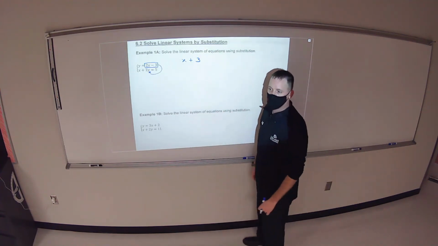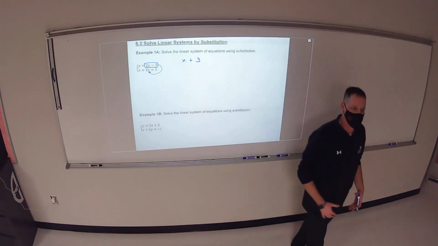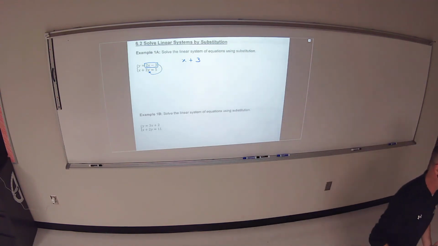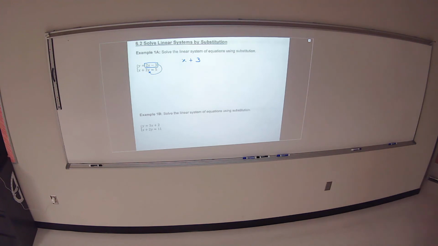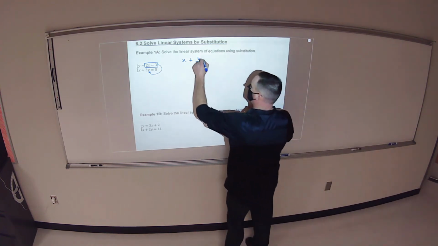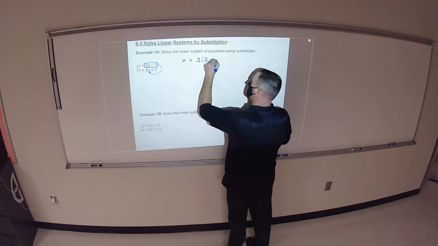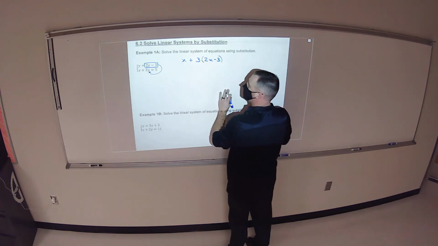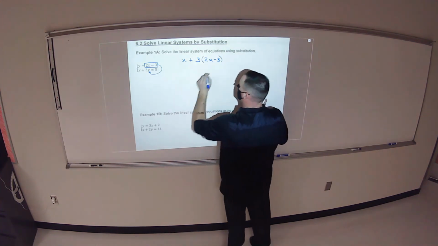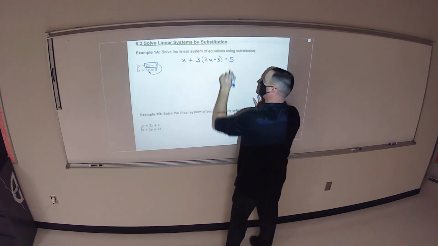And if you recall, when we started doing substitution problems way back over 18 months ago in pre-algebra, when we substituted a number in, what did I always tell you to get in the habit of doing? Use parentheses. You're going to need to use parentheses here when you substitute your 2x minus 3. Then we continue with the rest of the problem. This is equal to 5.